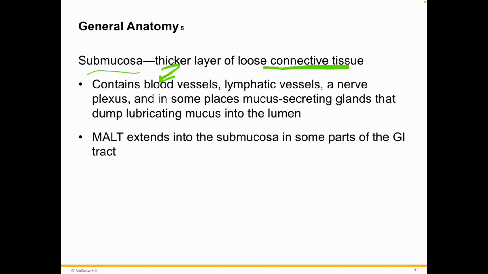So, blood vessels, lymphatic vessels, as well as nerve plexi, are all in these areas where we also have our mucus secreting glands. And so they do push lubricating mucus into the lumen as well. So, the MALT, which again is part of the lymphatic system, extends into the submucosa and into some parts of the GI tract.